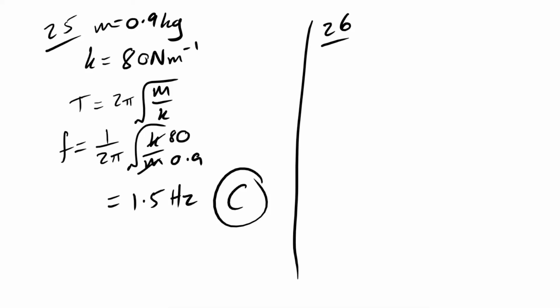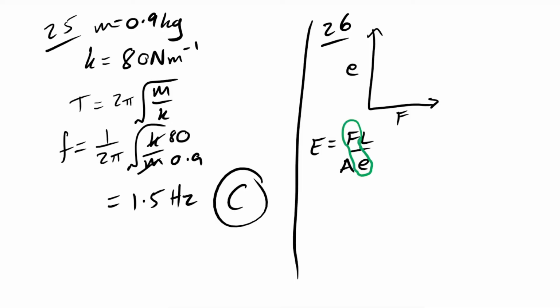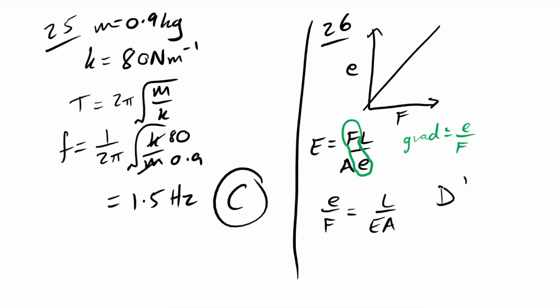26, experiment carried out with Young modulus. What's the gradient of the graph represent? So let's have a look. What have we got? We have extension here. I don't know, let's call that E, delta L, X, whatever you want to call it. And we have the force here. And we have a nice straight line. So let's get our equation out. We know that the Young modulus is equal to FL over A delta L, or AE in this case. So we have F over E, but our gradient is going to be E over F. Therefore, rearranging this, we end up with E over F is equal to L over EA. So our answer is going to be D.